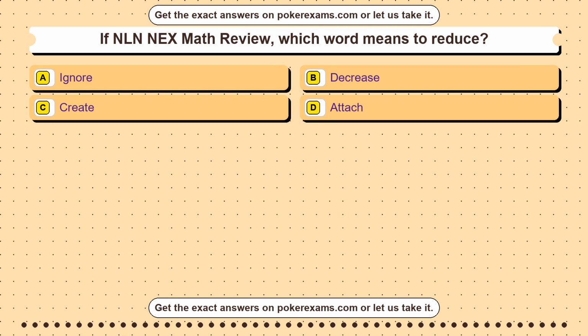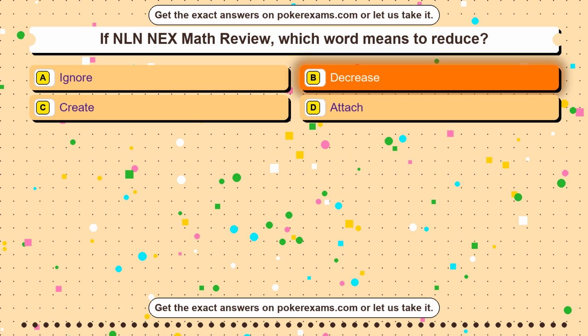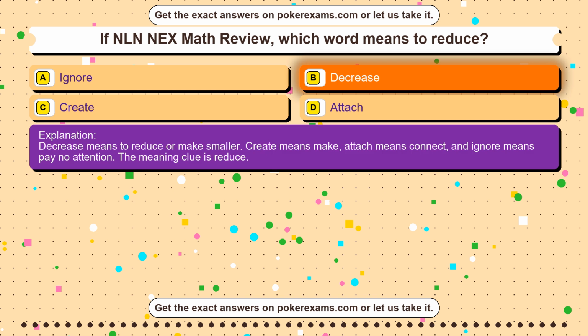Question 40. If NLN NEX Math review, which word means to reduce? Option A ignore. Option B decrease. Option C create. Option D attach. The correct answer is option B. Decrease. Decrease means to reduce or make smaller.